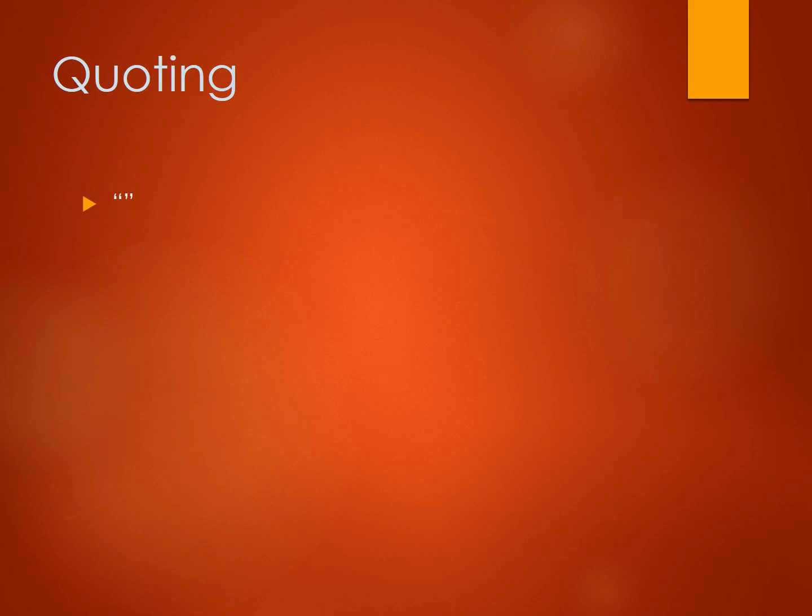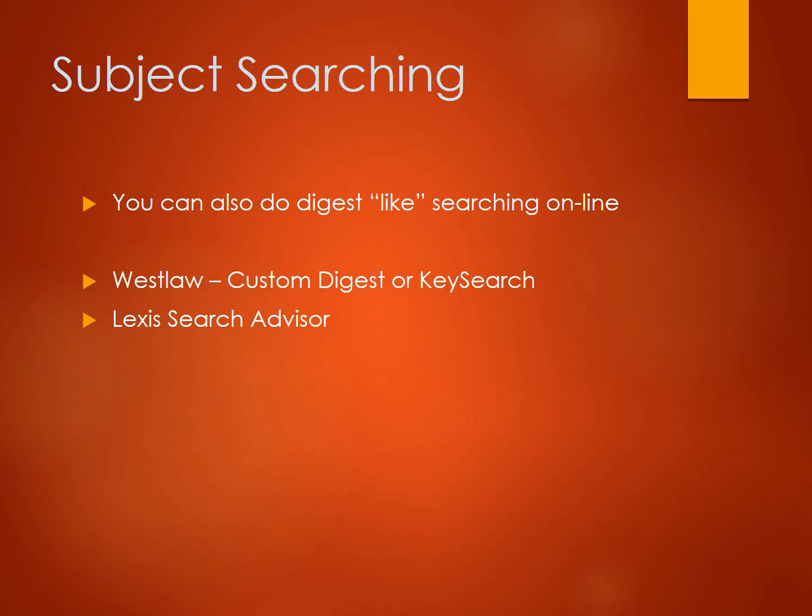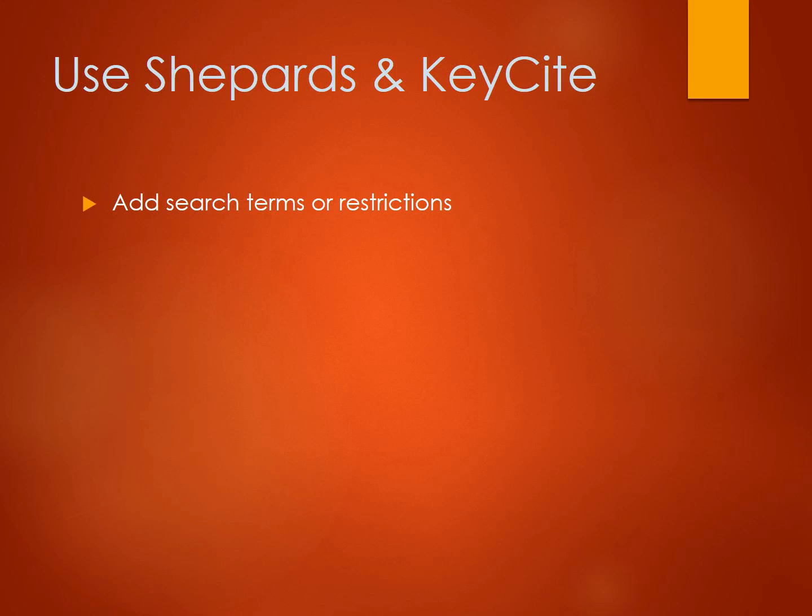If you know that the words can be quoted, you can always put quotation marks. This will work in both Westlaw and Lexis. And then my favorite are the proximity connectors, near. It's like a restrictive and, where it determines the closeness of the terms. You can also do a digest-like search online through Westlaw Custom Digest or Key Search or Lexis Search Advisor. Don't forget, you can use both Shepard's on Lexis or KeyCite on Westlaw to add search terms or restrictions to further your research.